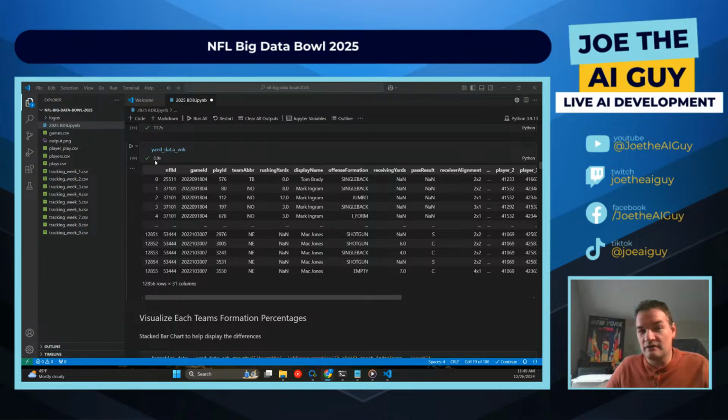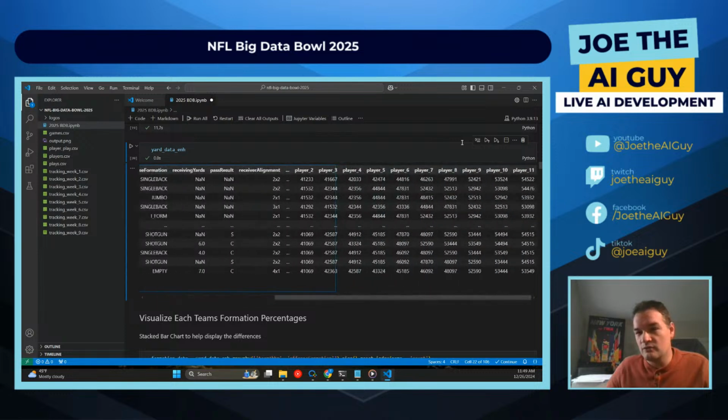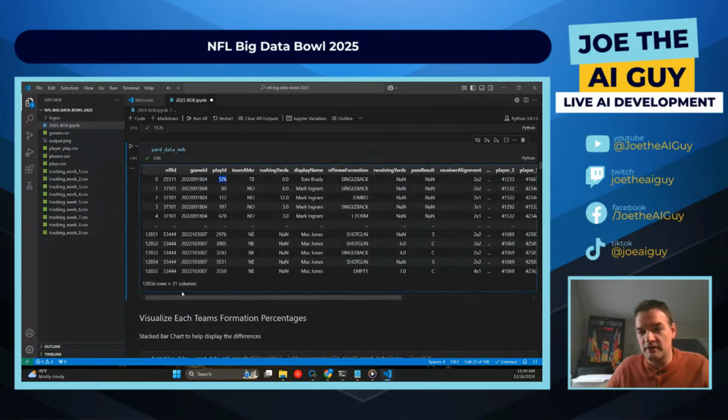So now this is what our full data set looks like. So you can see the player ID, the game and the play ID, and then the rest of the information here, rushing, receiving yards, and then over towards the end here, who those 11 players were on a given play.